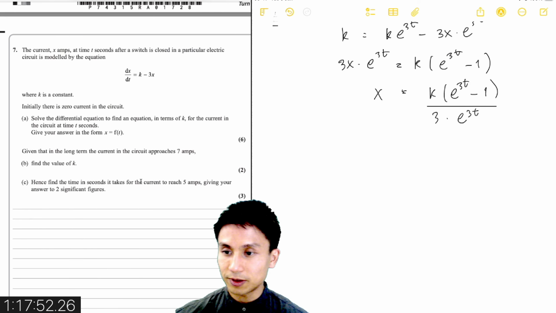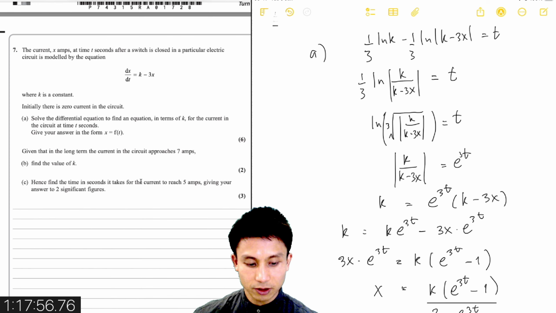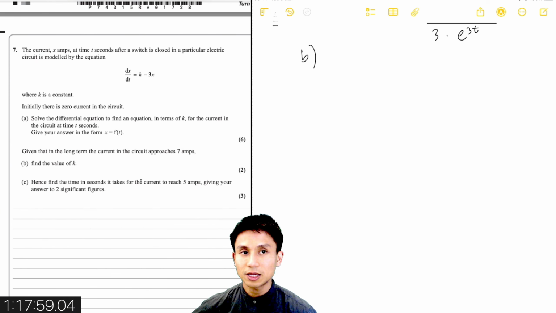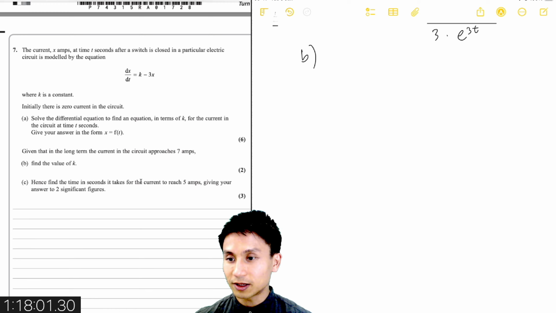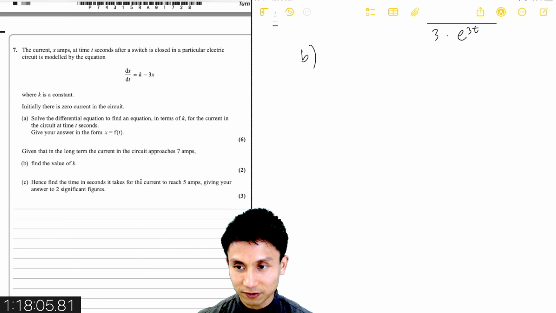So that would be my answer there, maybe. All right, B. Need to hurry up a bit. B: given that in the long term, the current approaches 7 amperes, find the value of k.